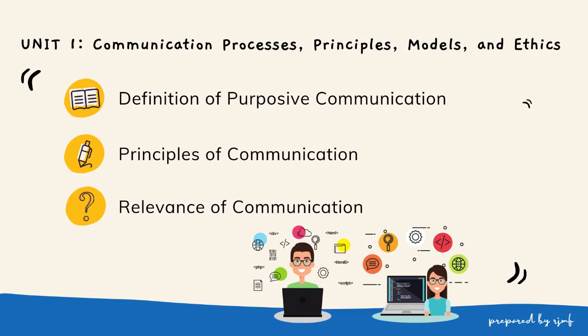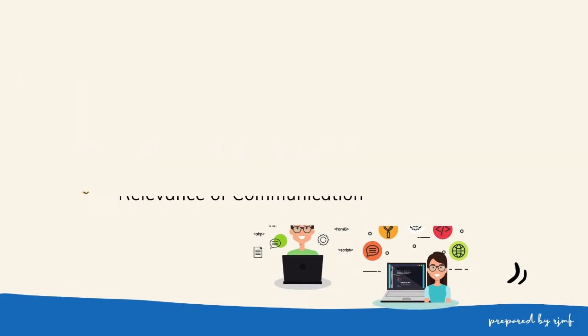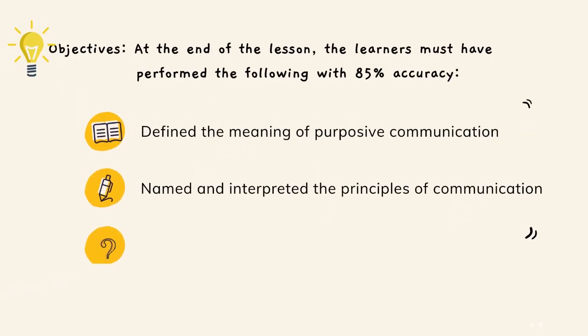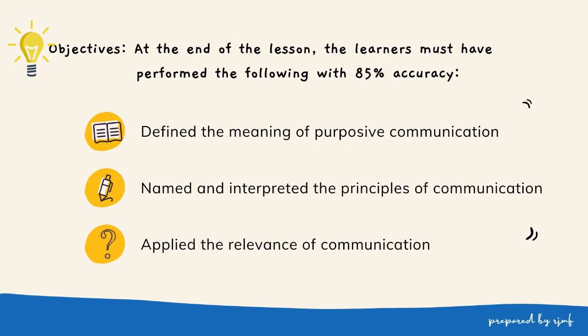But first, let us know the objectives first. Our objectives for this lesson are the following. At the end of the lesson, the learners must have performed the following with 85% accuracy. Define the meaning of purposive communication. Named and interpreted the principles of communication. Applied the relevance of communication. Are you ready? Let us now begin.